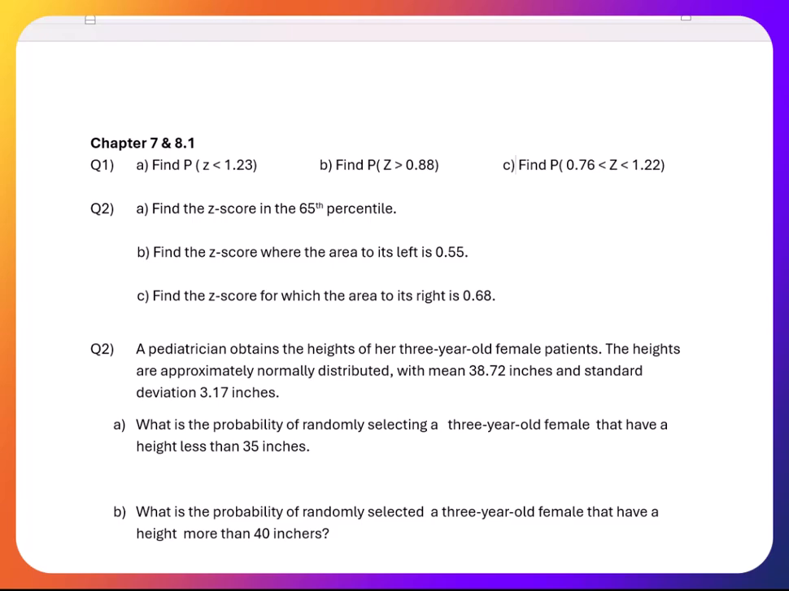Question 2. Find the z-score in the 65th percentile. What does that mean? He's given you the area. 65th percentile means the area to the left of the target is 65%. We need to find the z-score that corresponds to that. So let me show you how to do that using StatCrunch first.